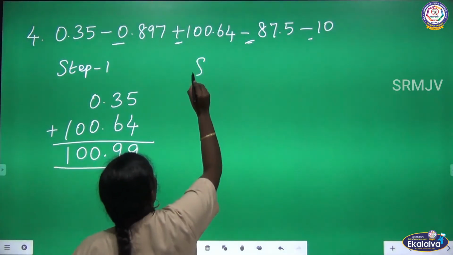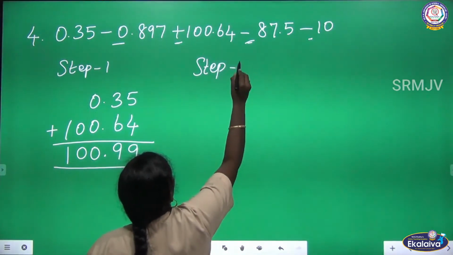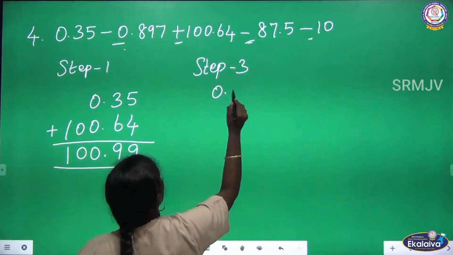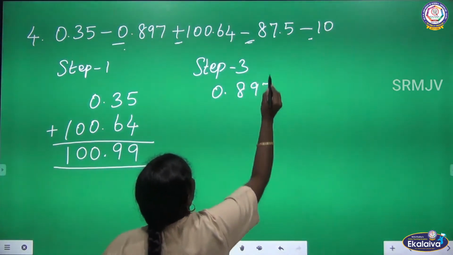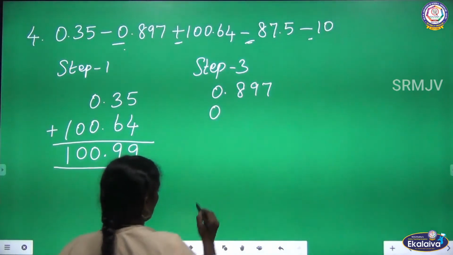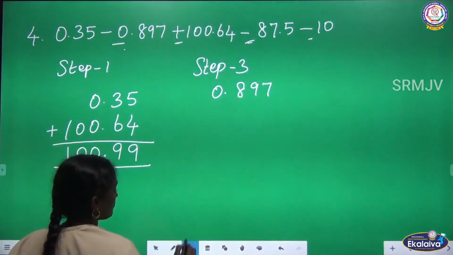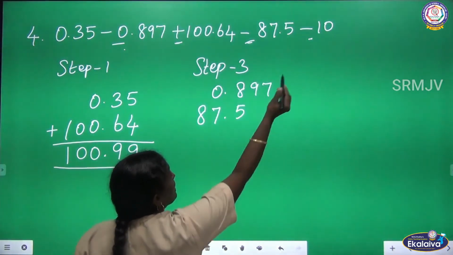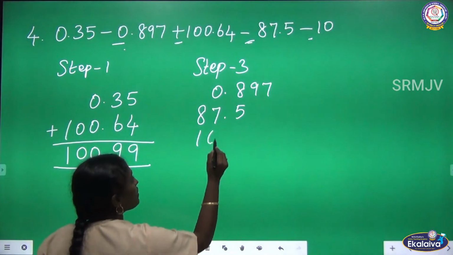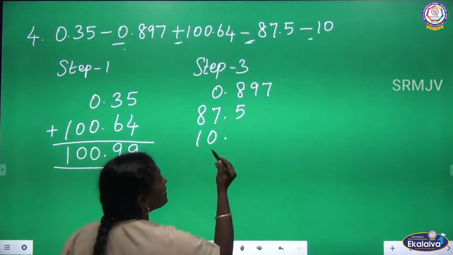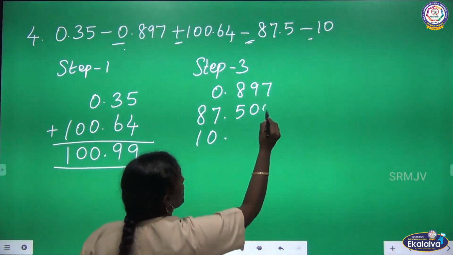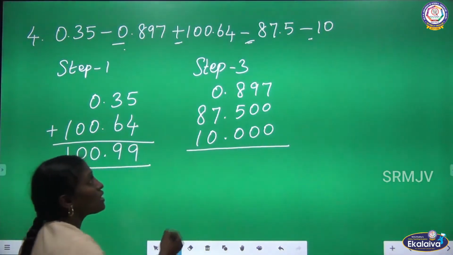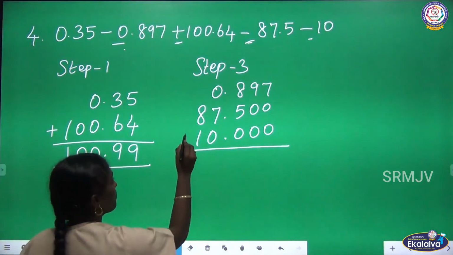In step 2 we have to add the remaining 3 numbers which are having minus symbol. So first number is 0.897. Then 87.5. Then 10. 10 is a whole number. So here to make the numbers like decimals, I am going to add zeros. Now these 3 numbers are like decimals, we can add.